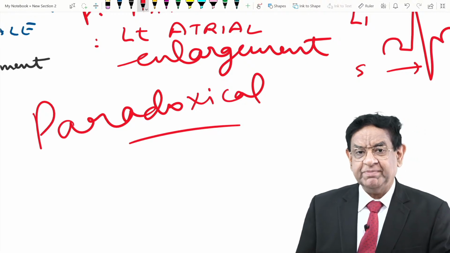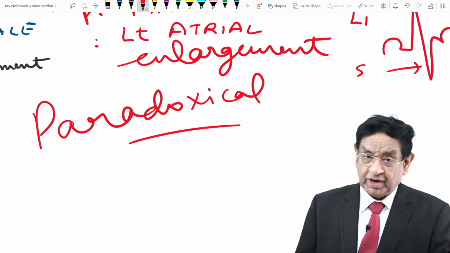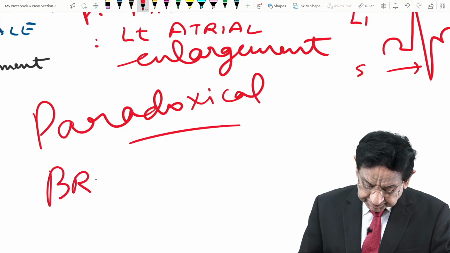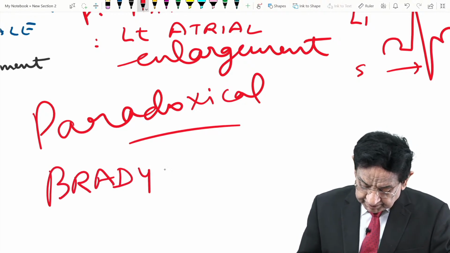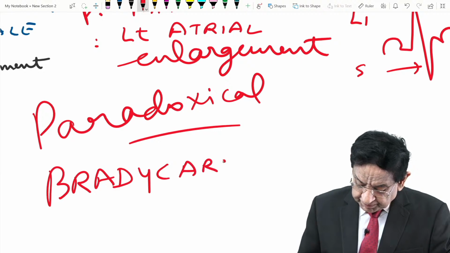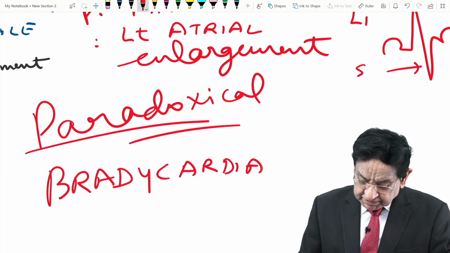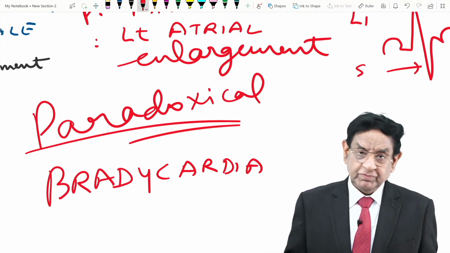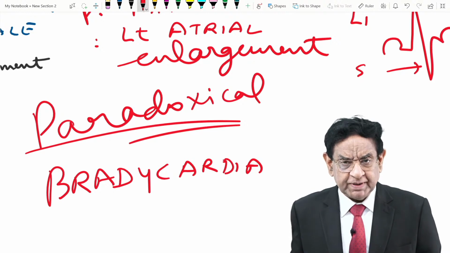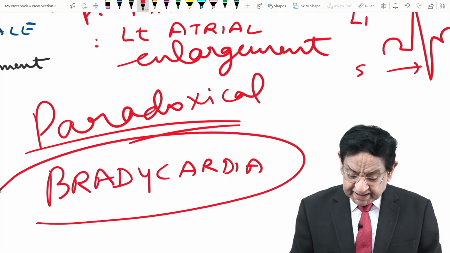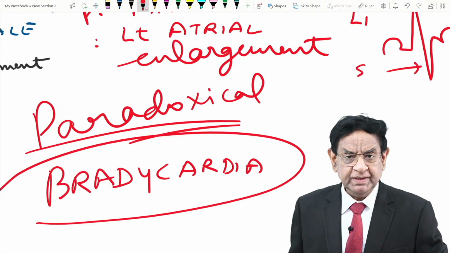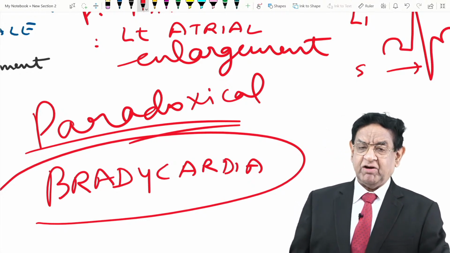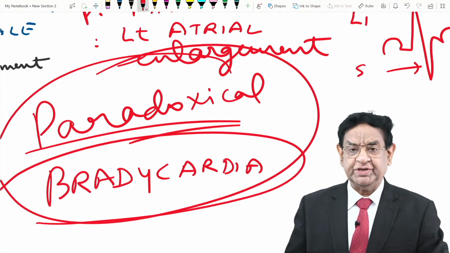In ECG, sometimes we can get a paradoxical finding. What is that? The answer is bradycardia. Paradoxical means unexpected. We always get tachycardia, the most common, but sometimes we may get bradycardia, which is out of the blue. It does happen, and the word we use is paradoxical bradycardia. It is a gold medal question.